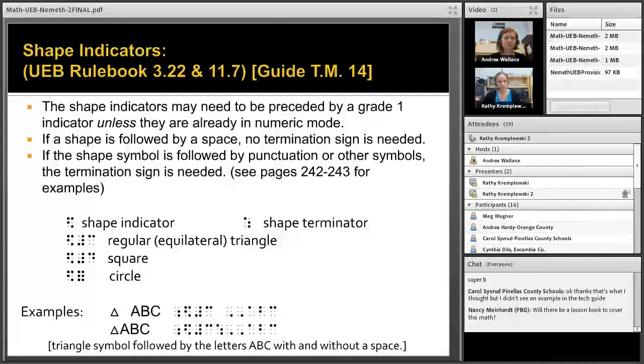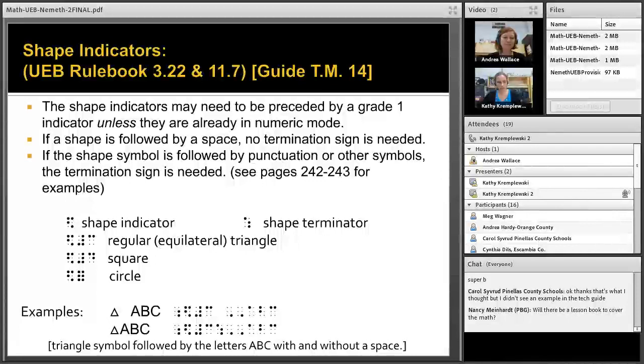So you've got the shape indicator, which is the ED sign, and the shape terminator, which is the WH sign. So like a triangle: shape indicator, number sign 3. There's 3 sides on a triangle, and it's an equilateral triangle. Shape sign, number 4, square. There's 4 sides on a square. For circle, shape sign, full braille cell.